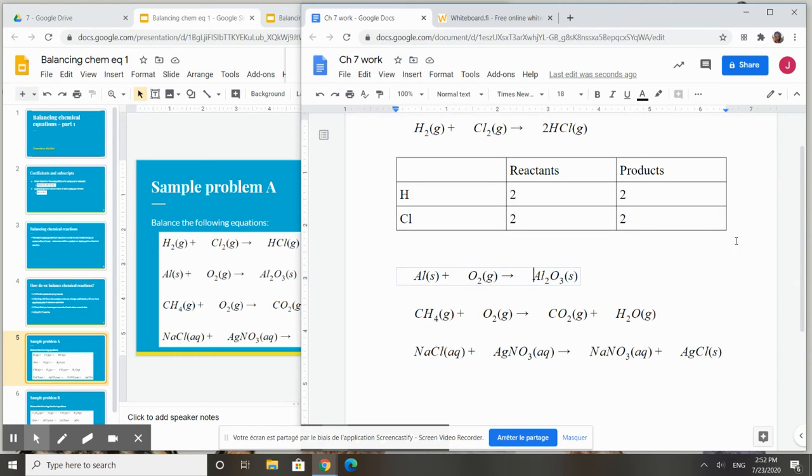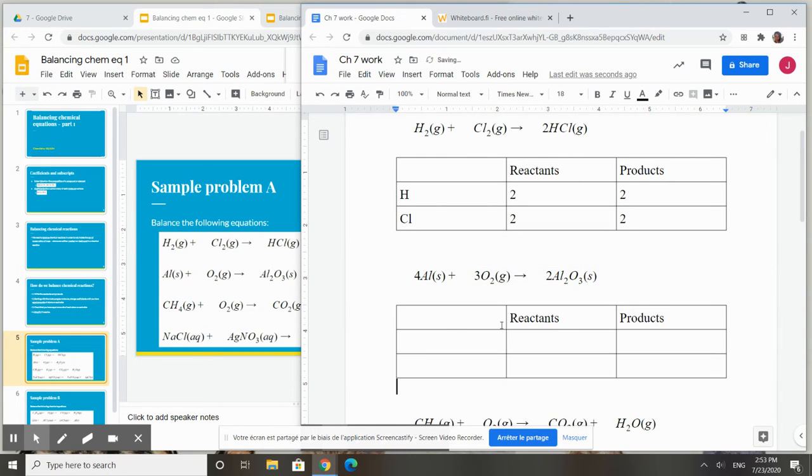I'm going to start with Al2O3 because it is the most complex molecule. I'm going to then look at oxygen because it's the second most complex one. I see I've got 3 on my right and only 2 on my left. So I have to make them both 6. That is my lowest common multiple. The way I do that is by putting a 2 here and a 3 here. But now my aluminum is not balanced. I've got 2 times 2, 4 on my right. So I have to put a 4 here to balance it out.